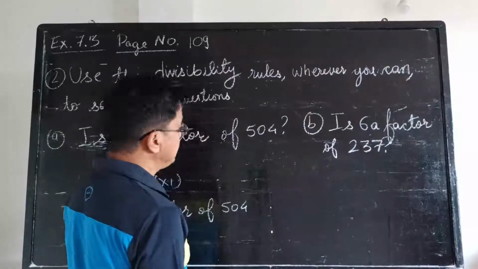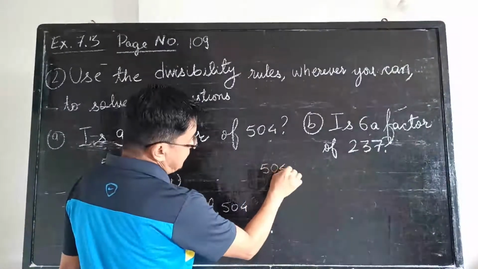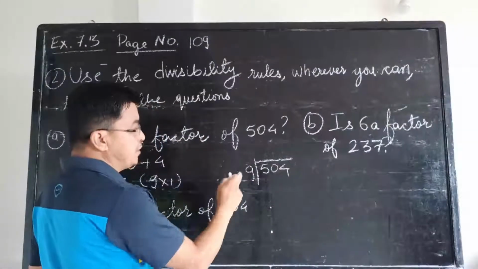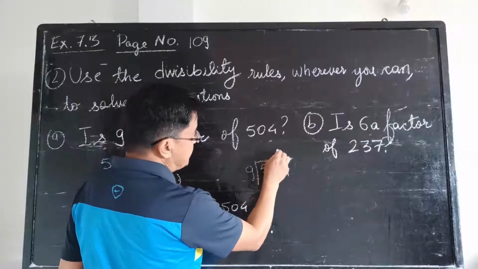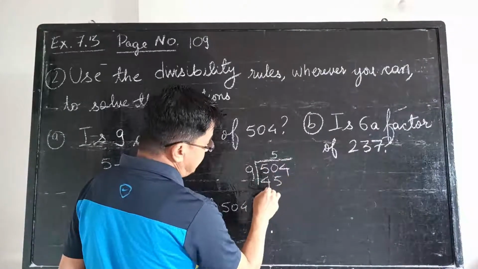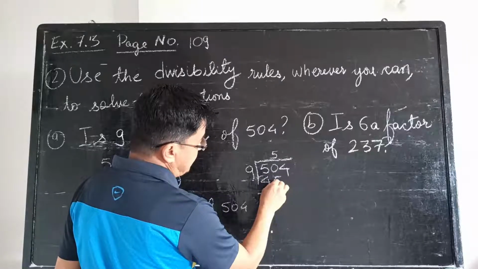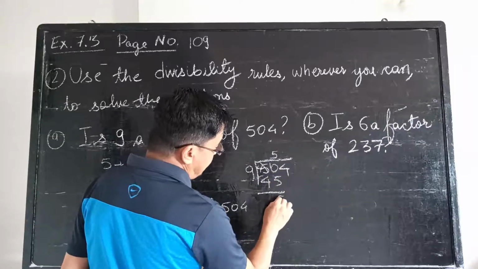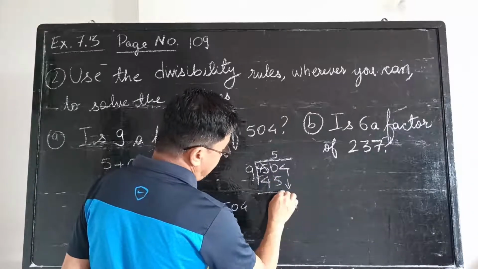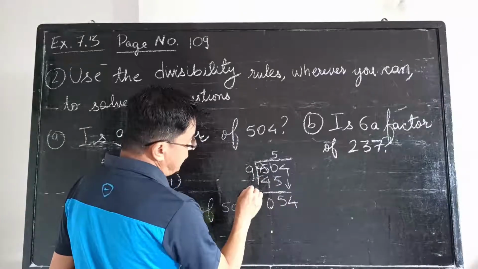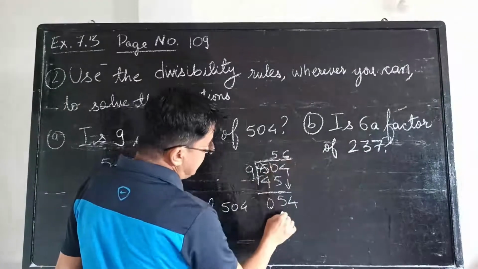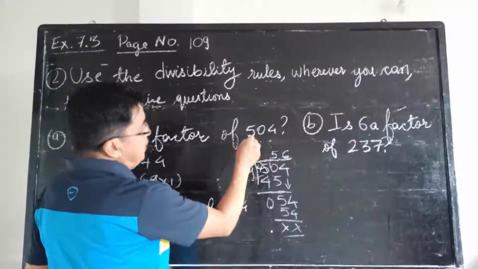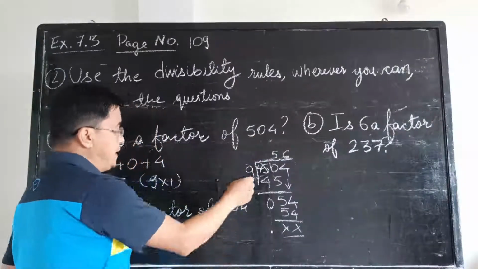Now to make it easy, you can do it this way also. If you are finding it difficult to understand the divisibility test, here 9 will go into 50. 9 5s are 45. 0 minus 5, you have to borrow, so 5 becomes 4. Now 10 minus 5, 5. Now bring down this 4, 54. Now 9 sixes are 54. 4 minus 4, 0. So 9 can divide 504 exactly. So 9 is a factor of 504.